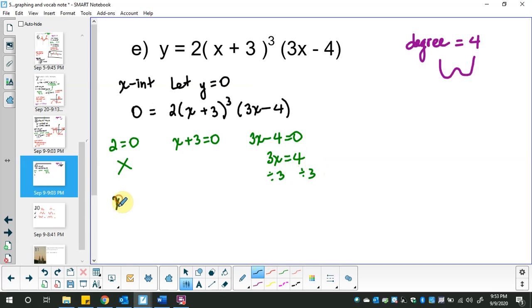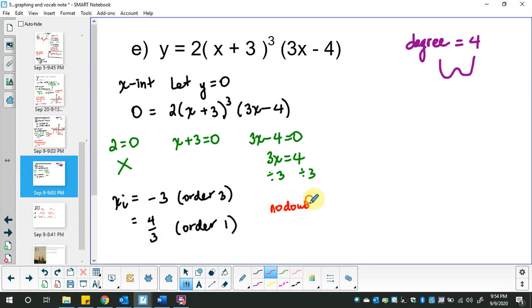So we end up with x-intercepts of -3 and 4/3. This one is order 3. This one is order 1, which is why I tried to drill into you a little bit earlier when we weren't graphing that your degree matches the number of answers you're expecting. So with this question, there are no double roots, but there is a point of inflection at not -3, at x equals -3.